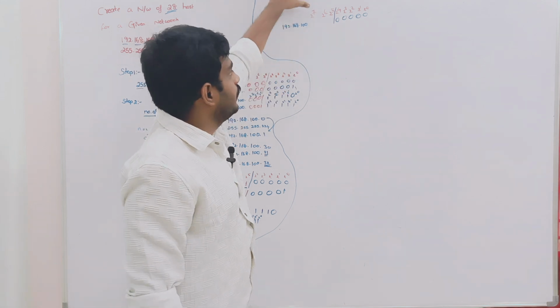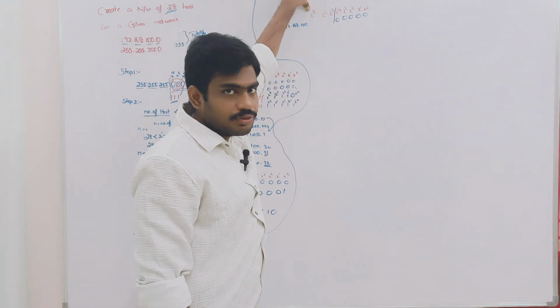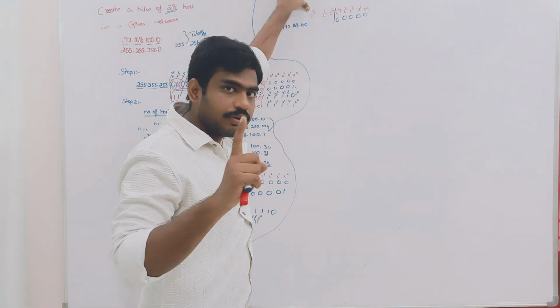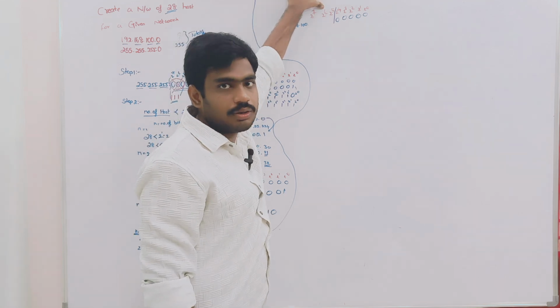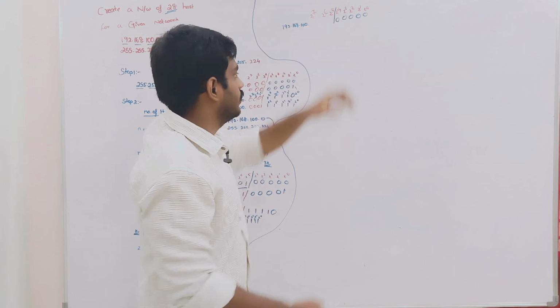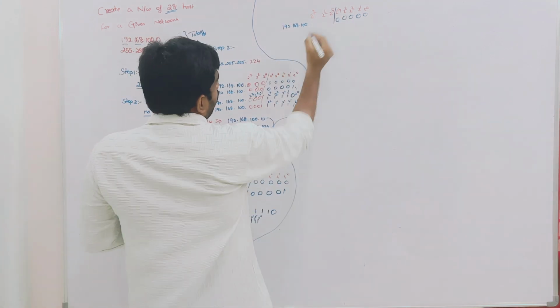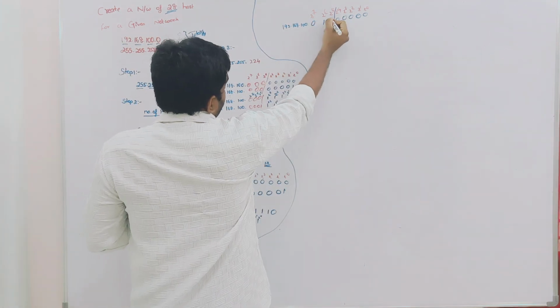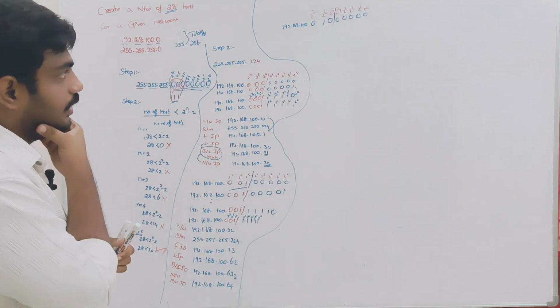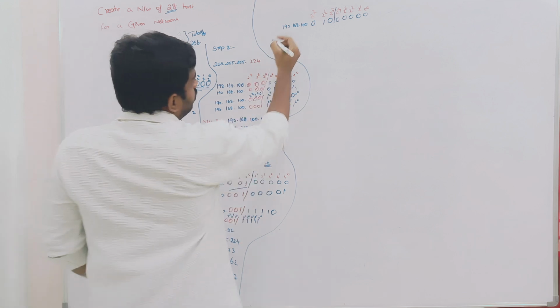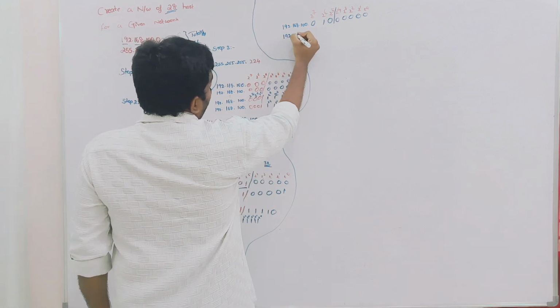You check. Is 2 power 7 64? No, 2 power 7 is 128. Is 2 power 6 64? Yes, 2 power 6 is 64. You make it 1. The rest will be 0 now. Now we have to find the first IP. How do we get it? We follow the same steps.